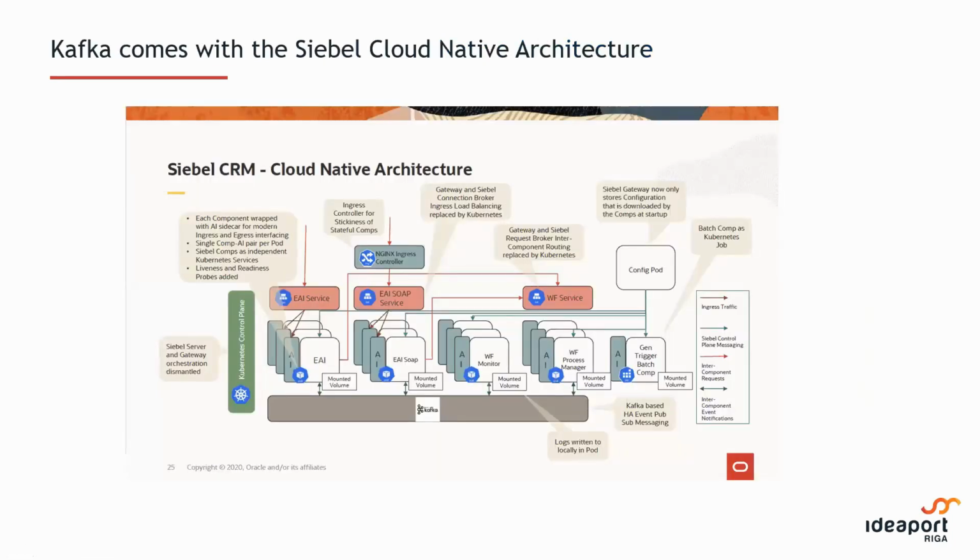One relation between Kafka and Siebel Cloud Native Architecture is that Siebel is rewiring how its different components talk to each other and communicate. They will be getting rid of Siebel Request Broker, which handles inter-component requests. This component is going to be replaced by Kafka. So whether you want it or not, if you deploy Siebel in a cloud native environment, you will have Kafka in your cluster. So let's think how we can make good use of it.